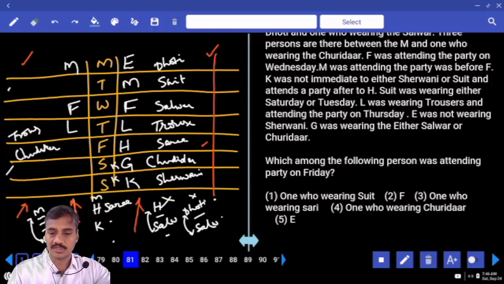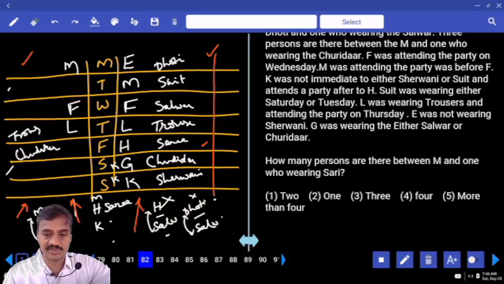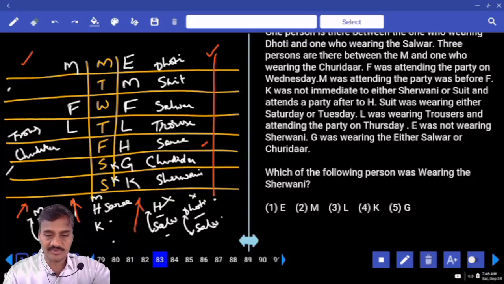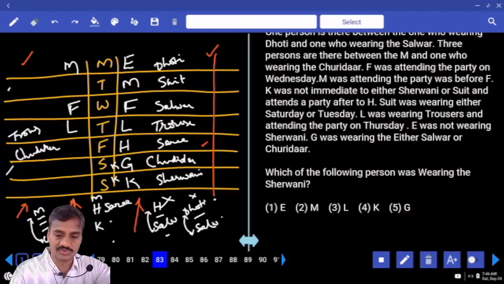Then which among the following person was attending party on Friday? On Friday, that is H, the one who is wearing saree, choice 3. 82. How many persons are there between M and the one who is wearing saree? There are only 2 persons, choice 1. 83. Which of the following person was wearing sherwani? K is wearing sherwani, choice 4.